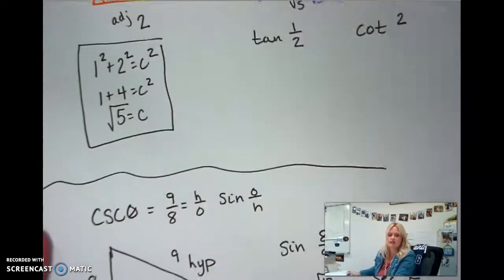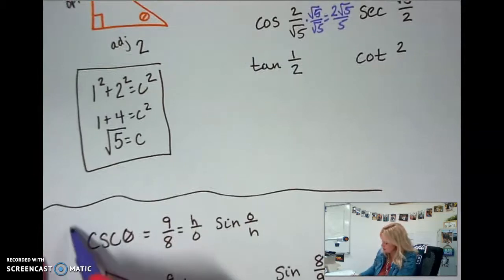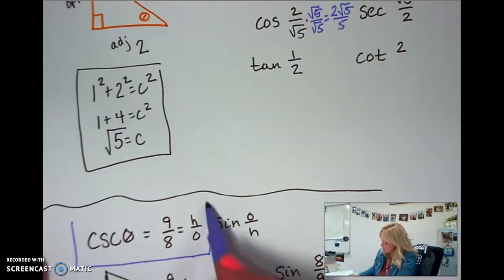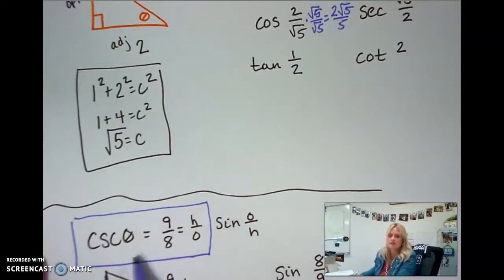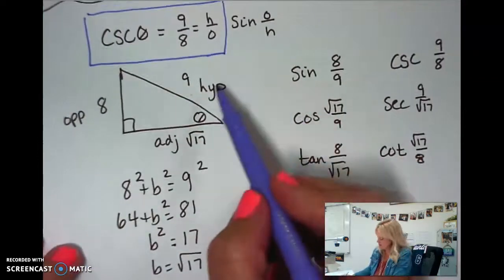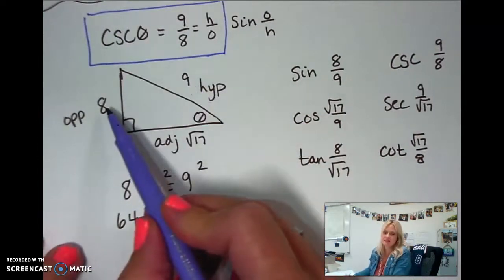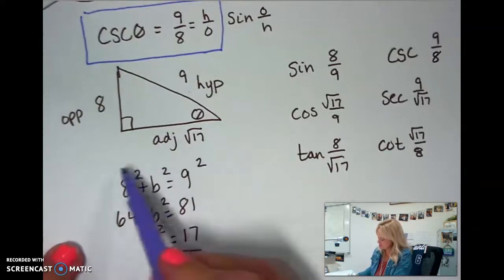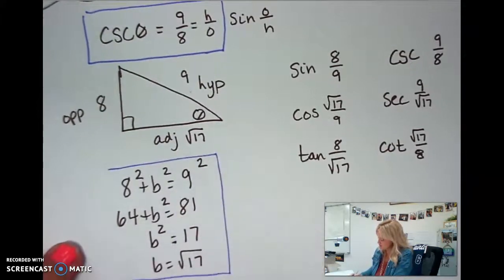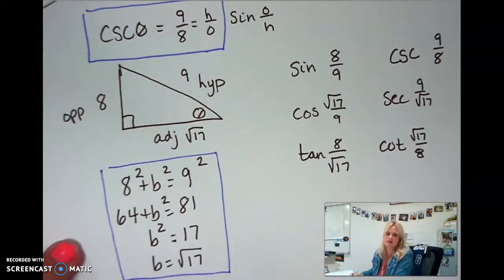Alright, go ahead and try the cosecant of 9 over 8. Remember, cosecant is the opposite of sine. So if sine is opposite over hypotenuse, cosecant is hypotenuse over opposite. Pause it and try to find your 6 trig functions. So if the hypotenuse is 9 and opposite is 8, we have to find our adjacent side by taking A squared plus B squared equals C squared, and I get the square root of 17.